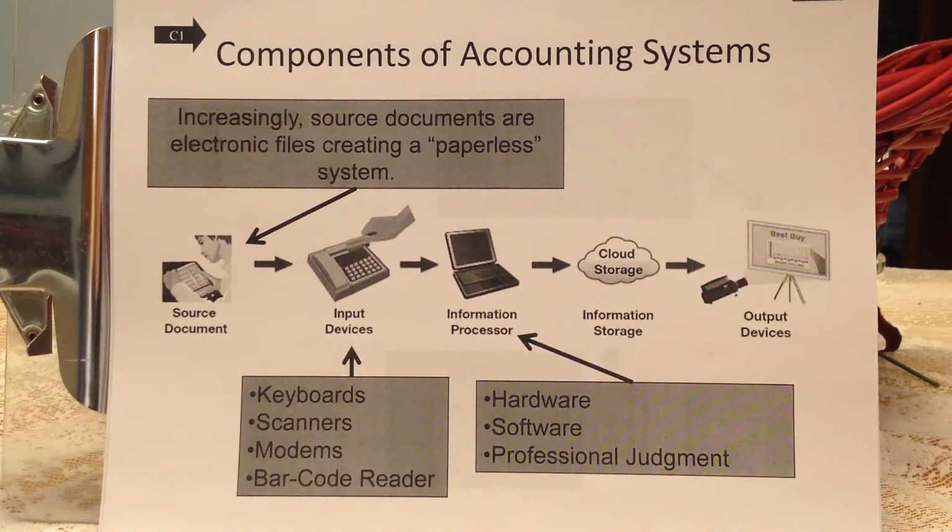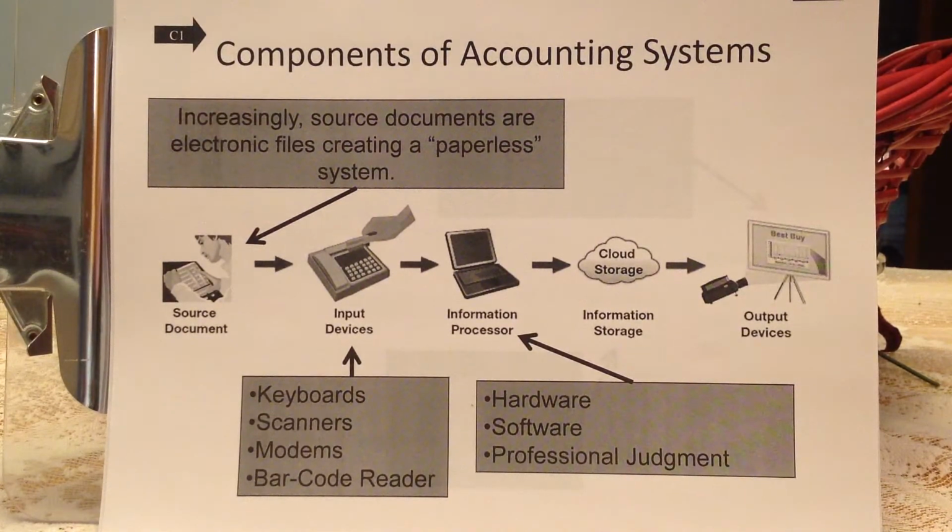So, components of an accounting system. You're going to start with your source documents. Those would be sales invoices or purchase orders or bills, anything like that. Checks are also another one. Increasingly, source documents are electronic files created in a paperless system. So paperless files would be electronic funds transfers or credit cards or things like that that you don't actually see the paper. The next thing is your input devices, and that can be keyboards, scanners, modems, barcode readers.